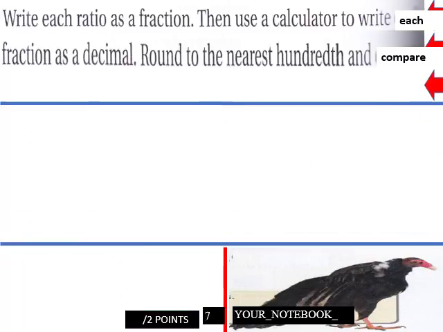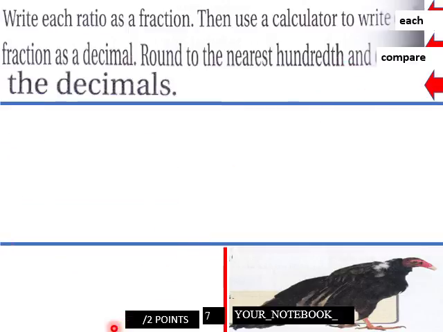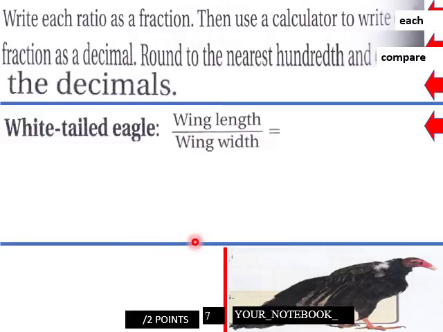Write each ratio as a fraction, then use a calculator to write each fraction as a decimal. So when you enter a fraction into your calculator, you will get a decimal. Round to the nearest hundredth and compare the decimals. So white-tailed eagle, wing length over wing width, 209 over 30. And when you put that into a calculator, you get approximately 6.97. It might be 6.9, I'm not sure exactly. But these two tildes mean approximate.